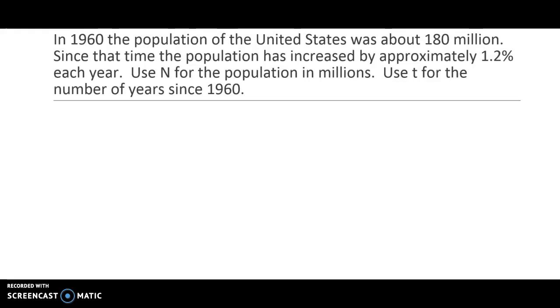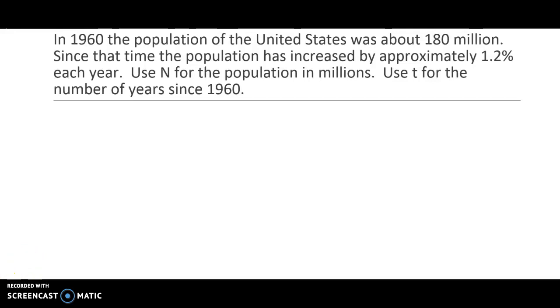We are taking a look at a function that is given by words, and we are also going to take a look at the graph of this function. So let's read the words that we have to work with. In 1960, the population in the United States was about 180 million. Since that time, the population has increased by approximately 1.2% each year. We're to use n for the population in millions, and t for the number of years since 1960.